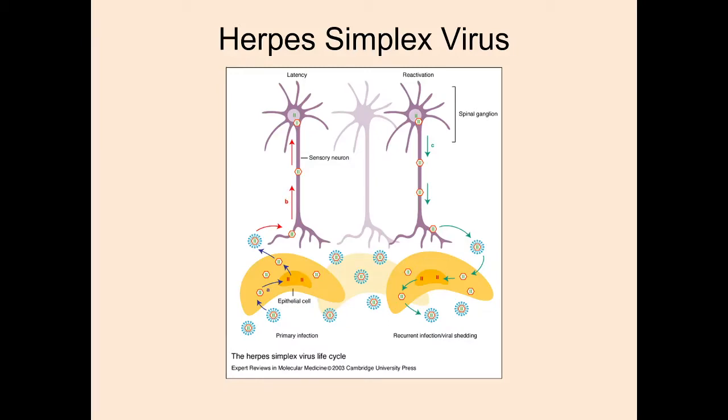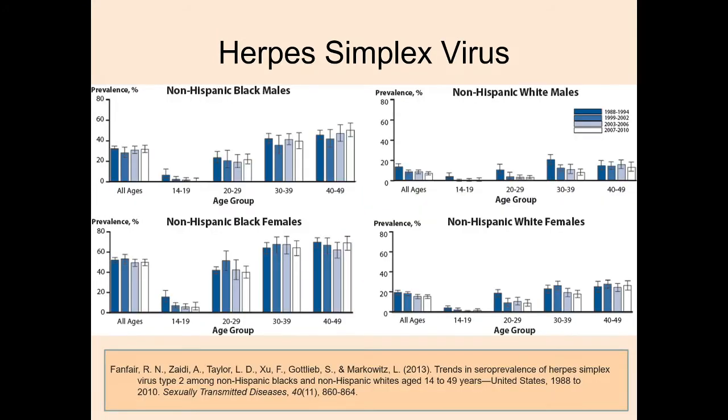Now, herpes simplex 1, about 90% of people will have antibodies to it by the time they're 50. It's less for herpes simplex virus 2. So just FYI. Here are our rates. I got this from a study from 2013.